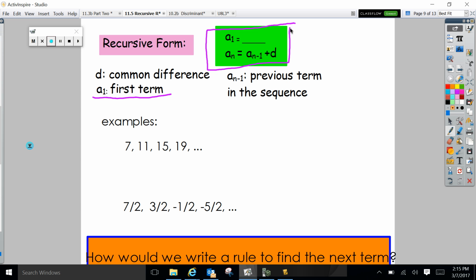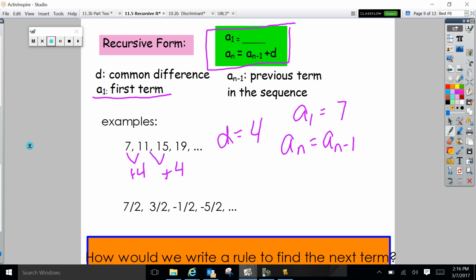For example, 7 to 11, you're adding 4. 11 to 15, plus 4, so your common difference is positive 4. So my recursive rule is my first term is 7. You just take the previous term and add 4.